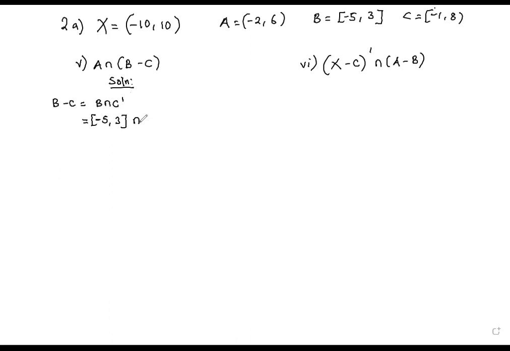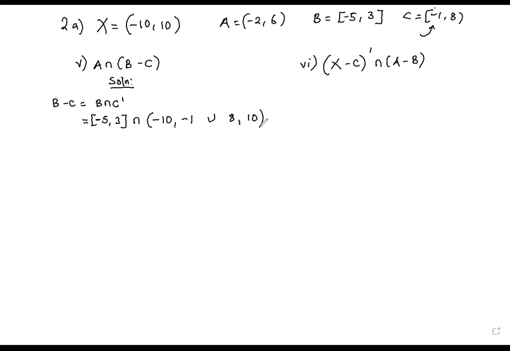So C complement comes from the universal, which is X. When getting the complement, you go to the universal and start with the boundaries of the universal. Negative 10 from the left, not included, comma, you move all the way up to where C is starting. So C is starting at negative 1. That's where the complement ends. Union, you start again at 8, all the way up to 10, not included.